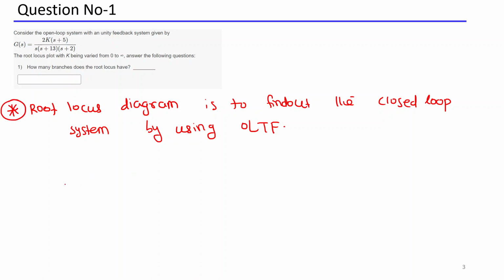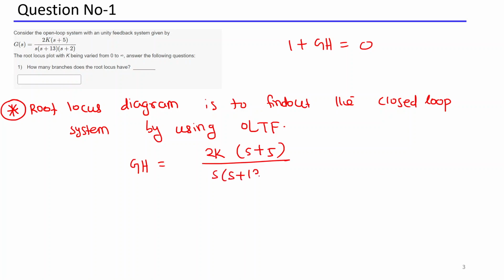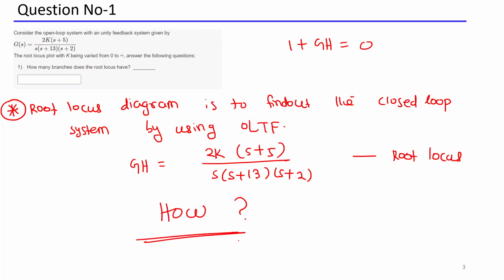Okay. So in every question, whatever open loop transfer function is given, let's say this is question number 1. For this transfer function, we are not going to use the closed loop transfer function. It means I am not going to solve 1 plus G(s) equal to 0. Rather, I will directly use G(s) equal to 2K(s plus 5) divided by s(s plus 13)(s plus 2) to find my root locus. But how? The question is how. How can you do that? By using the open loop transfer function, you are able to find the root locus of a closed loop system.